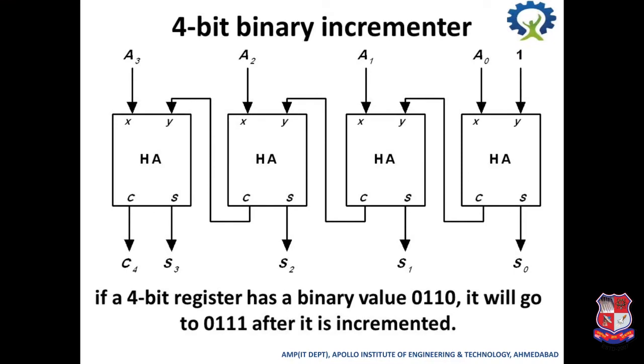Here we take A0 as an input and 1 as an input at the least significant bit, and S0 is our output. Here is one example. Whenever we take the value 0 1 1 0 as an input, we get the output 0 1 1 1 after incrementing. All the carry bits are transferred as an input to the next half adder. So this is a 4-bit binary incrementer.